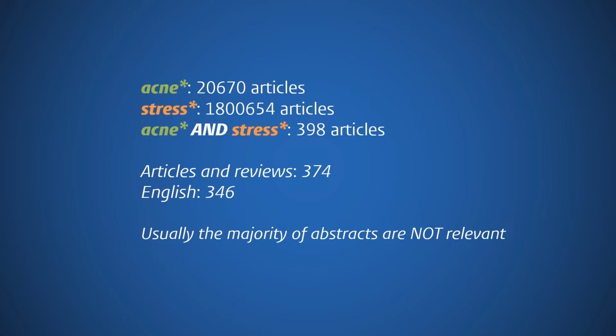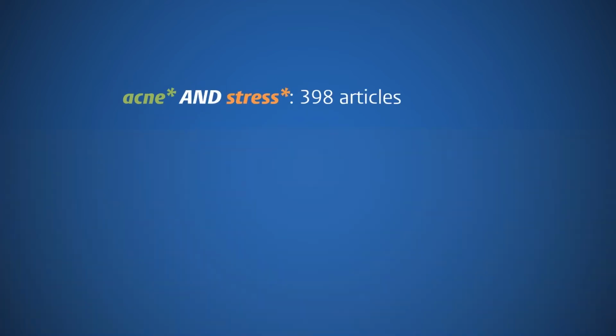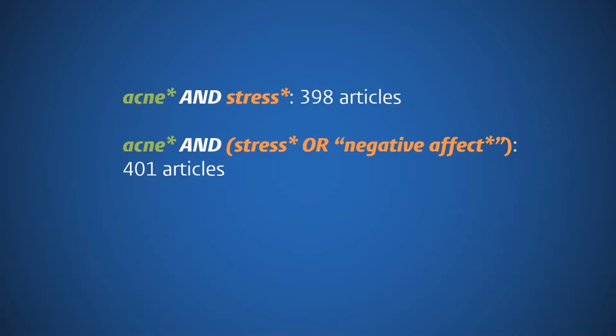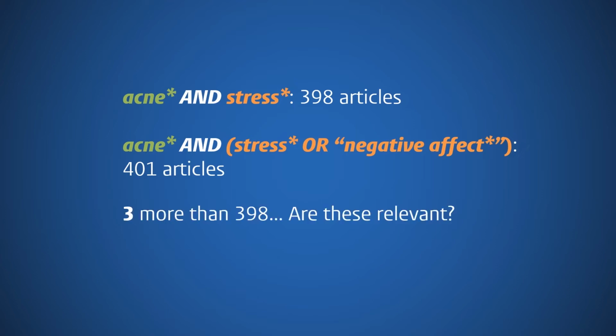But what about other stress response keywords, like negative emotion, negative affect, anger or anxiety? Are they useful? When adding negative affect, I get 401. That means 3 more than with stress alone. But to find out whether they are relevant, we have a problem. It's very difficult or tiresome to detect 3 new articles in the 401.